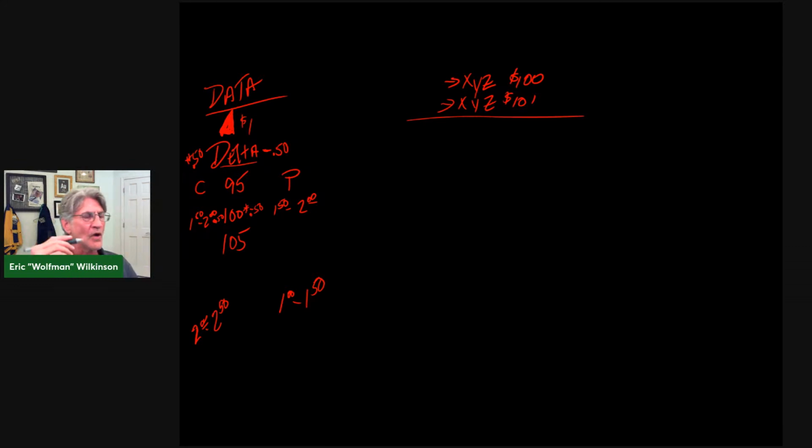Now, on the floor, though, we used to say that 2 times the delta equals your probability of touch.